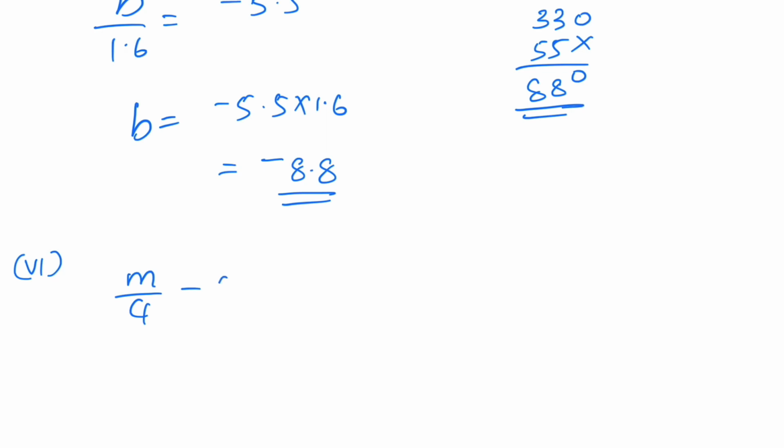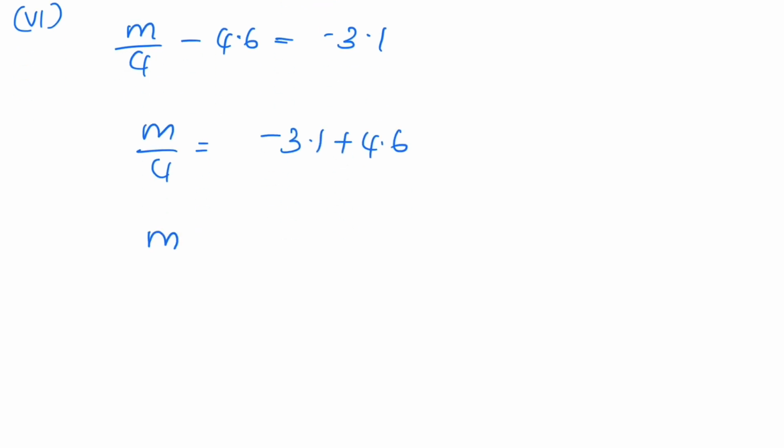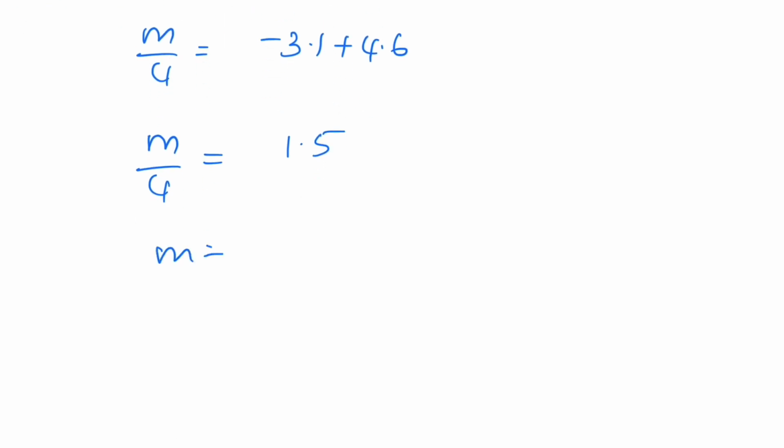m by 4 minus 4.6 equal to minus 3.1. m by 4 equal to minus 3.1 plus 4.6. m by 4 equal to 1.5 you will get, right? m is equal to 1.5 into 4, that is equal to 6.